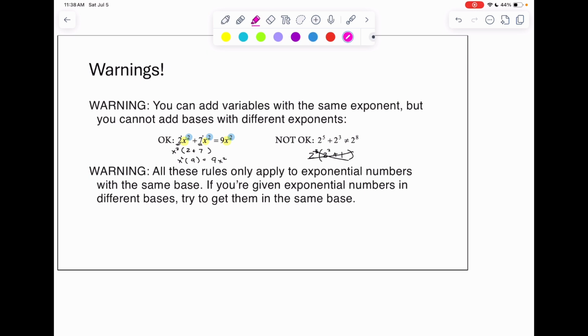Just a reminder, the rules we just talked about for multiplying, dividing, and raising only apply to exponential numbers with the same base. If you're given exponential numbers with different bases, very important, try to get them into the same base. Let's explore this a little bit.